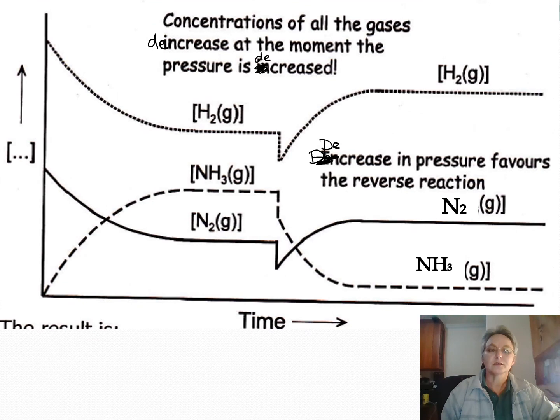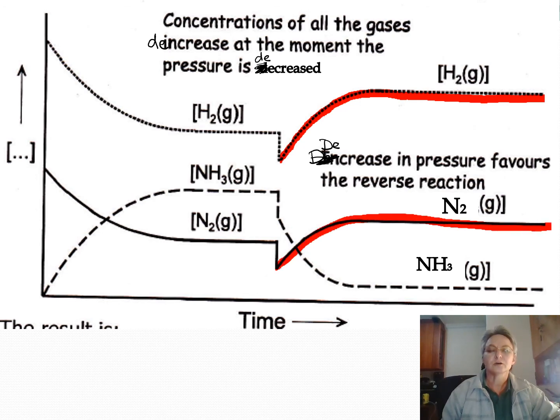Looking at the concentration graphs, if you decrease pressure, then you favor the reverse reaction, so the concentration of the hydrogen will increase as the reverse reaction is favored, the concentration of the nitrogen will increase and the concentration of the ammonia will decrease. Decreasing pressure will decrease all the concentrations by the same amount before equilibrium is re-established.